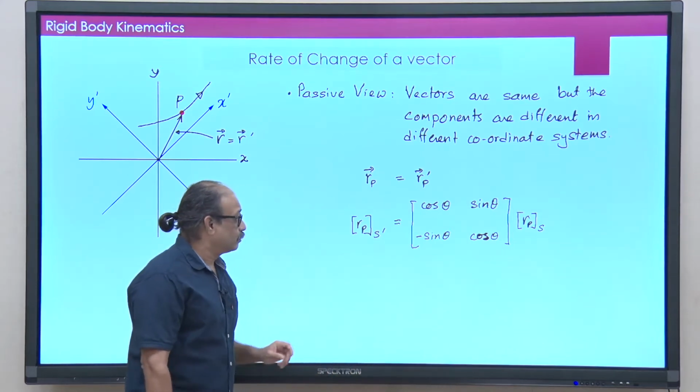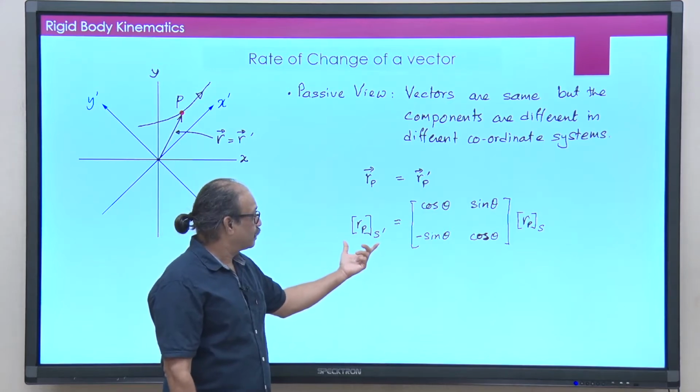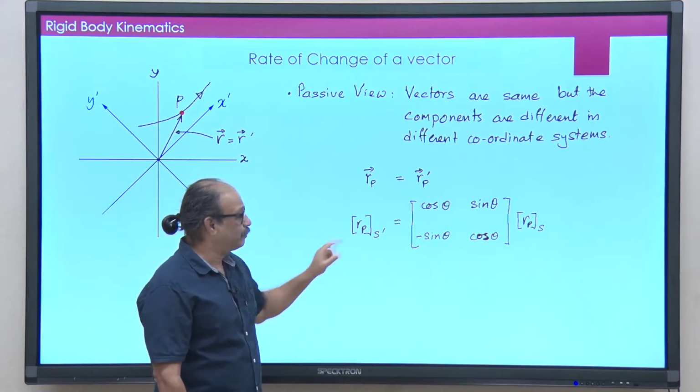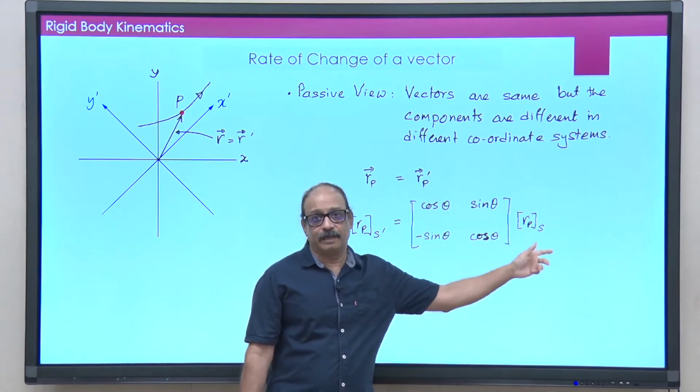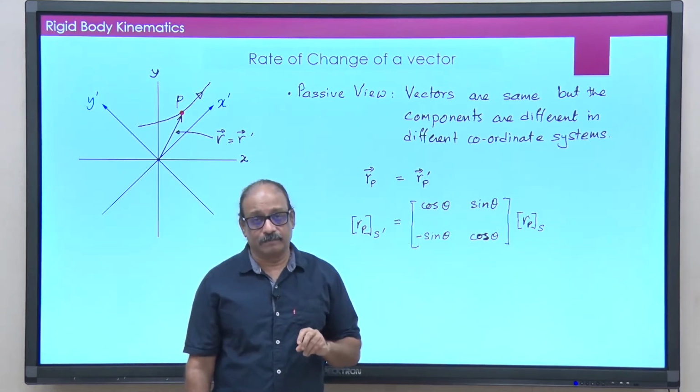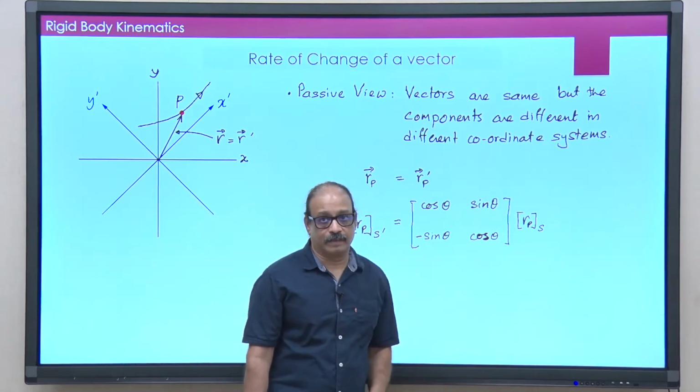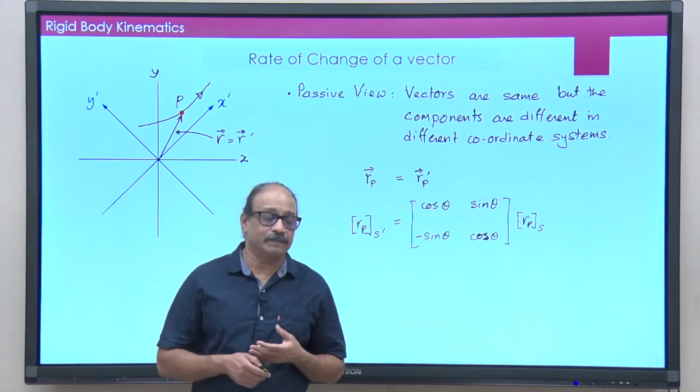Okay. So, the components in the S prime frame, this is what this square bracket would mean, are equal to this transformation matrix multiplied by the components in the S frame. Okay. The same thing happens with velocities.